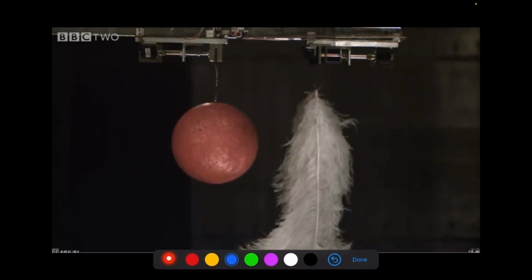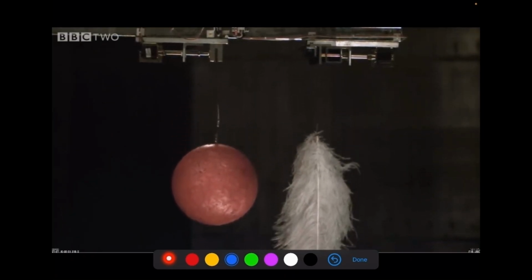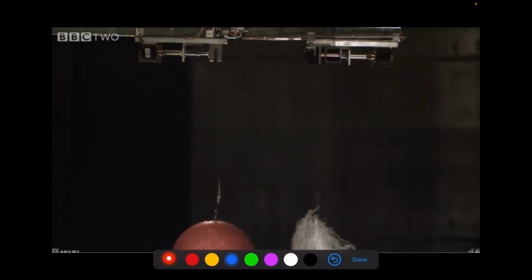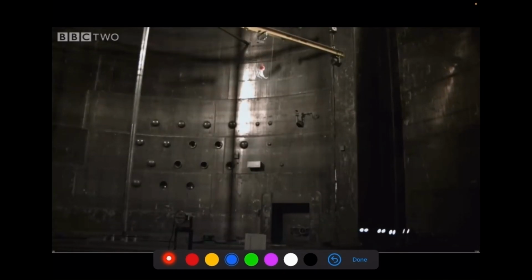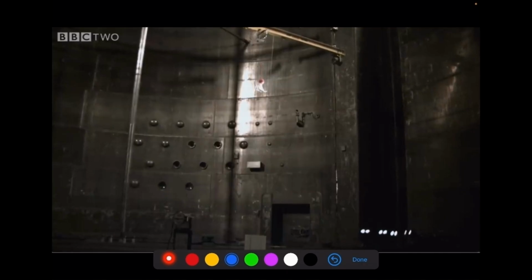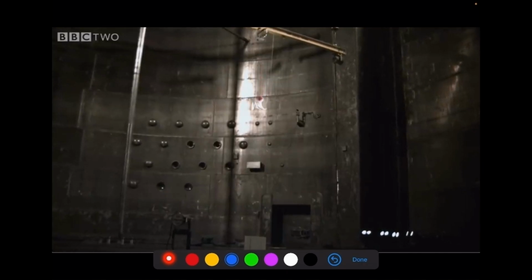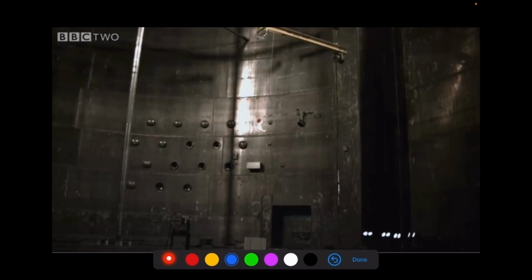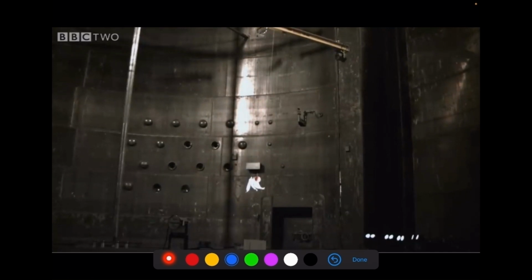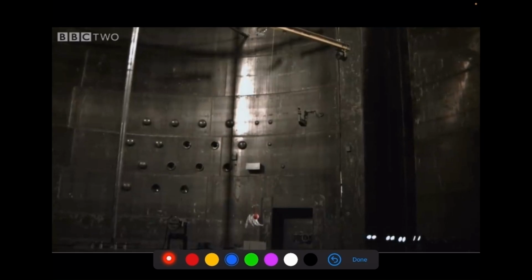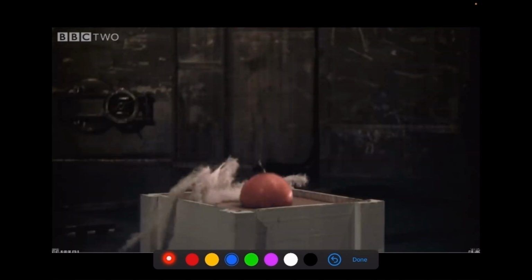So here we have a bowling ball and a feather, both being dropped inside of a vacuum chamber. All of the air has been sucked out of this vacuum chamber. So notice our sheaf of feathers is falling at exactly the same speed that the bowling ball is. With no air in the way to get caught underneath those feathers and slow them down, the rate that Earth is pulling both these objects towards the ground is exactly the same.